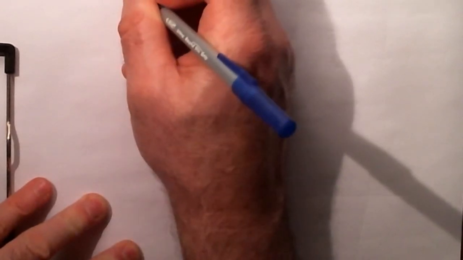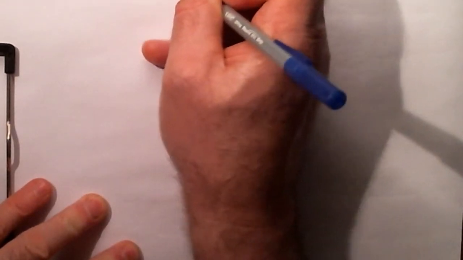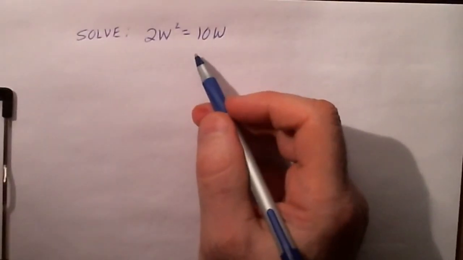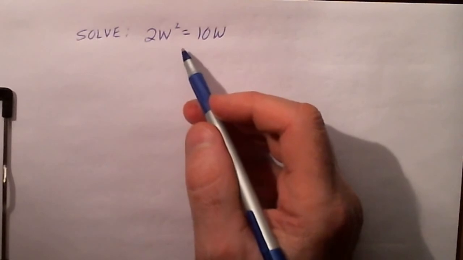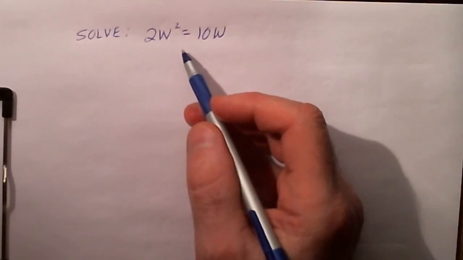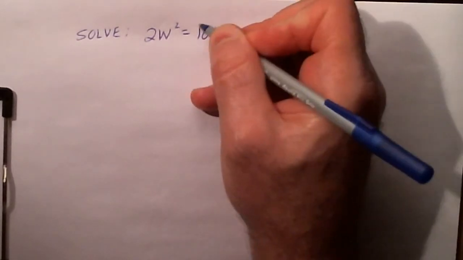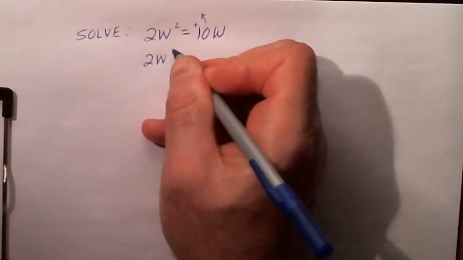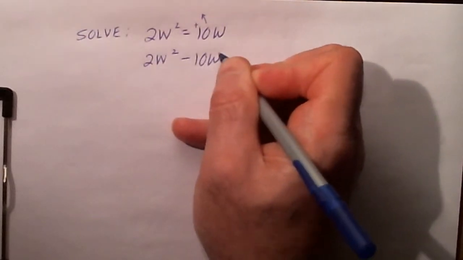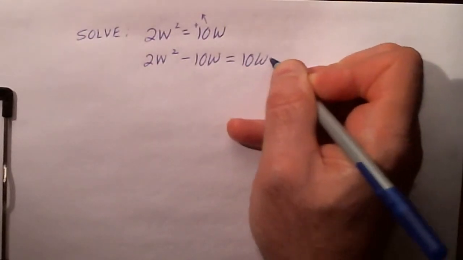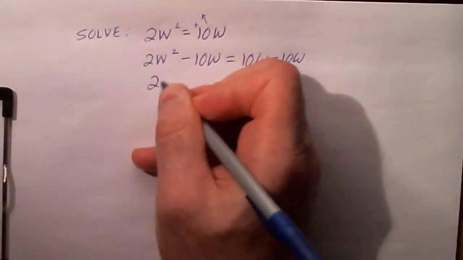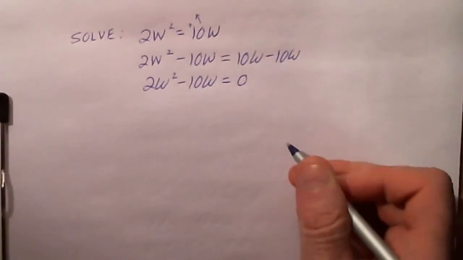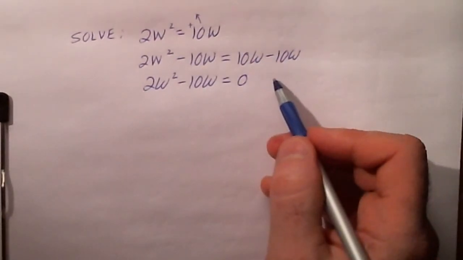All right, let's try another one here. How about 2w squared is equal to 10w? We will try to solve the second degree equation for its two solutions. First of all, we need to make sure our equation is set equal to 0. To ensure that, we're going to have to move a positive 10W to the left side of our equation by subtracting it from both sides. So we subtract 10W from both sides of our equation. In doing so, our equation then would be set equal to 0.